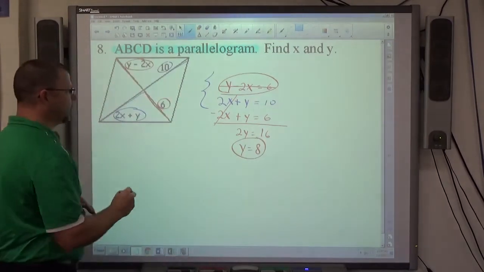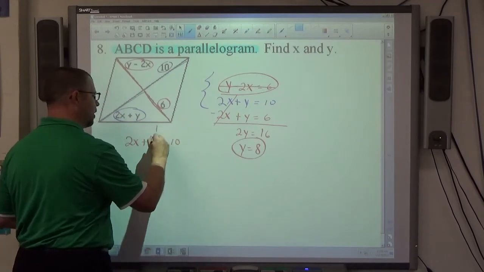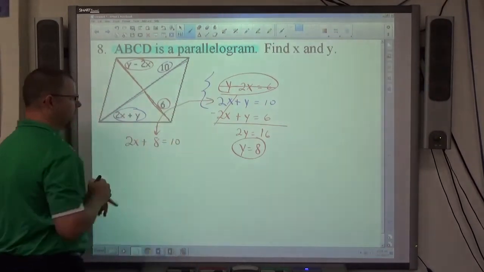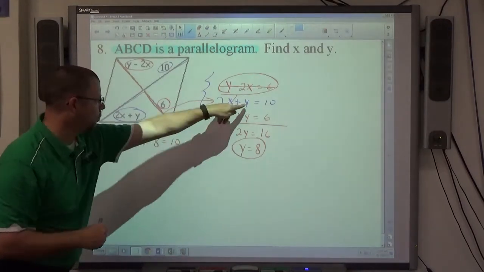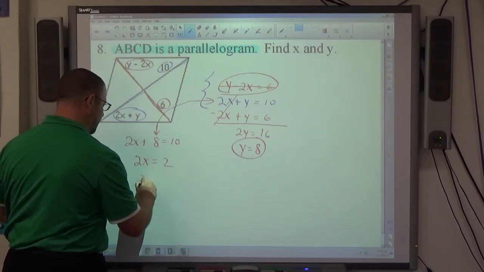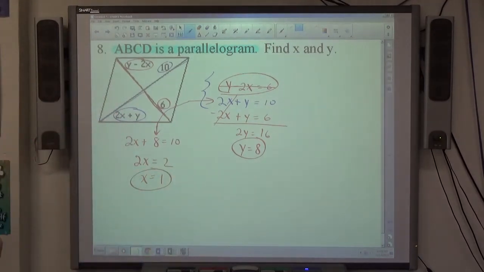And once I know y equals 8, I know that 2x plus y is equal to 10. You can see I replaced y with the number 8. I did that with that equation there, and did my substitution of y equals 8 in for y. Move the 8 over, so 2x equals 2. Divide, we get x equals 1. Just like that, find x and y. There they are, 1 and 8.